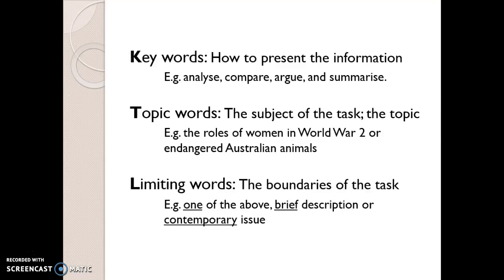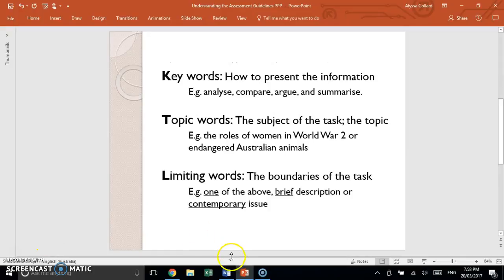These subject descriptions can often overlap with our final category, limiting words. Limiting words describe the boundary set in place by the description itself. For example, one of the above, brief description, or contemporary issue. When going through the assignment guidelines, isolate these three types of words to gain a better understanding. Let's give it a go.